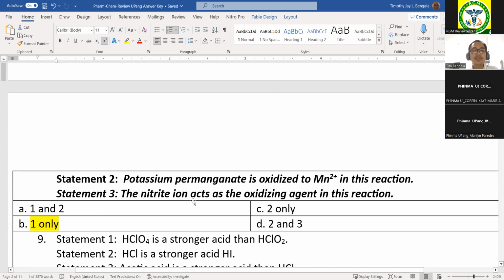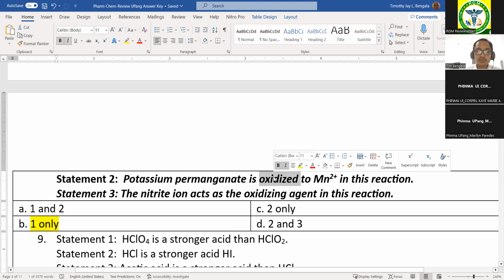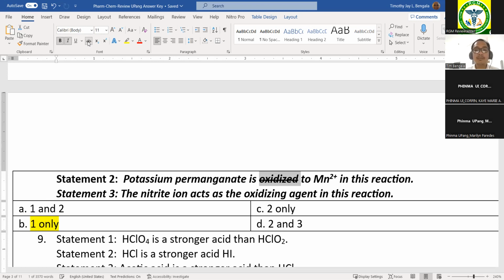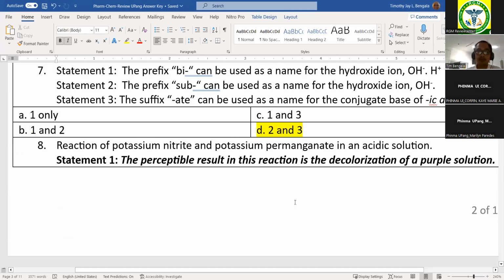So, next, potassium permanganate is oxidized to Mn2+ in this reaction. So, dito, ang keyword dito is you should replace oxidized, no? So, hindi siya oxidized. It should be reduced. So, ito yung statement na nagpamali, no? If you replace oxidize with reduce, the statement will be correct. Kasi hindi naman nga siya oxidized. So, siya ay na-reduced from 7 to 2. Okay? So, yeah. Statement number 2 is incorrect. Okay? Statement 1 is correct.